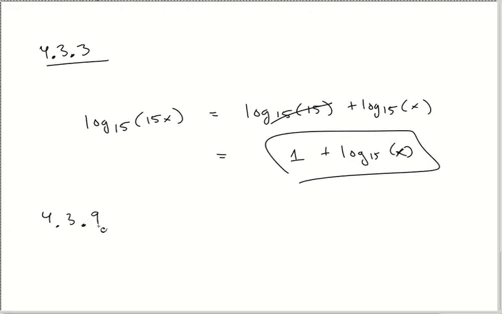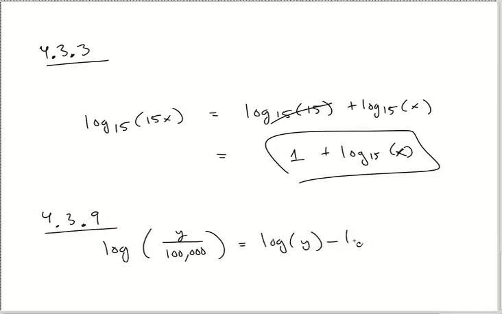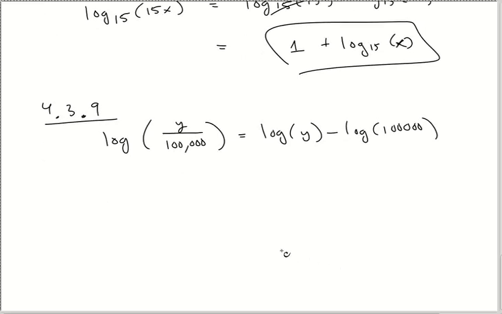4, 3, 9. So I've got log of y over 100,000. So, of course, that's division, so I can split this up as log y minus log of 100,000. So I need to simplify this a little bit more. I think I could do something over here.